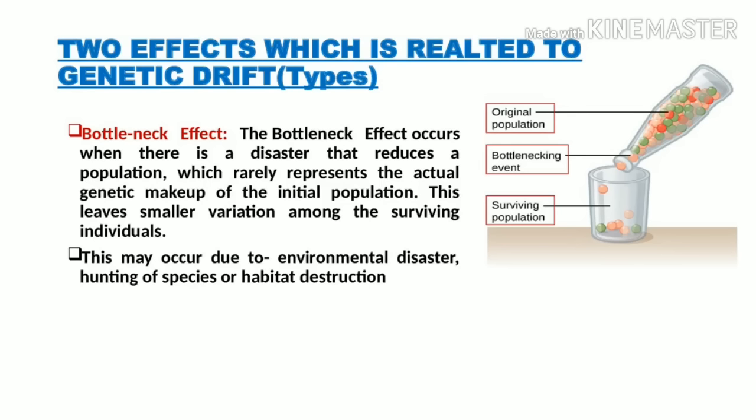According to the definition, the bottleneck effect occurs when a disaster reduces a population to one that does not really represent the actual genetic makeup of the initial population. This leaves smaller variation among the surviving individuals. So first let's understand why the name bottleneck effect has been given here.